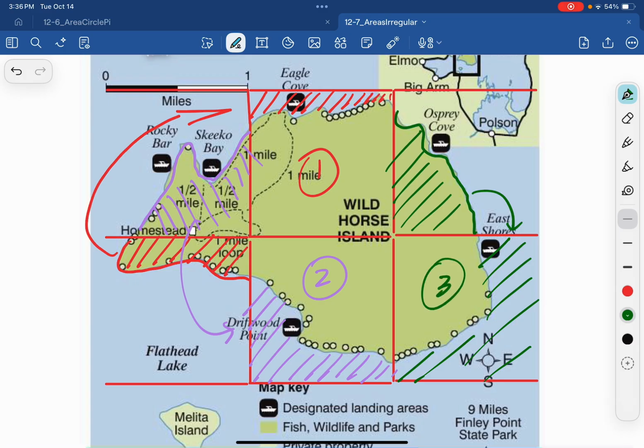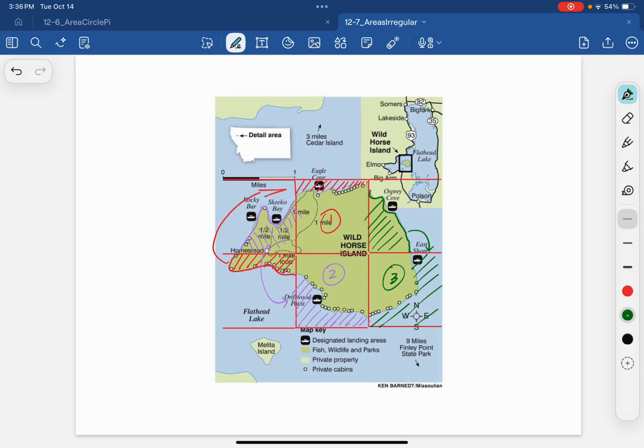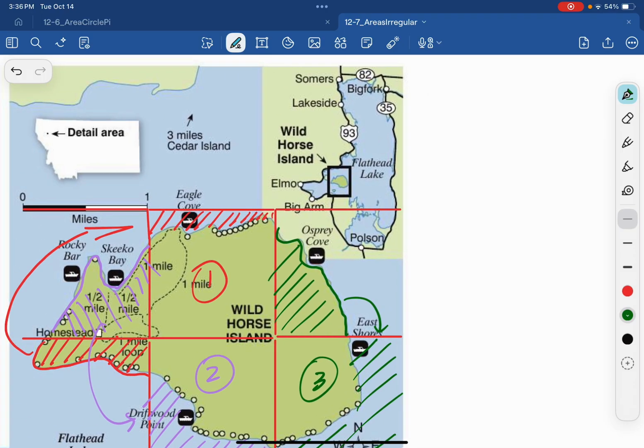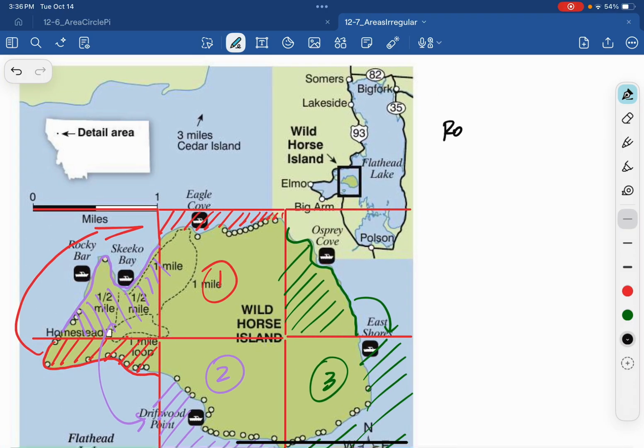Somewhere in the neighborhood of 3 square miles is what I'm guessing, using what we've been given in terms of the mileage legend on the map. Okay, so that's certainly one way we could get a rough estimate. So I'll just say off to the side here, rough estimate, 3 miles squared.